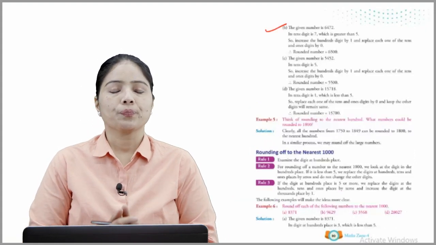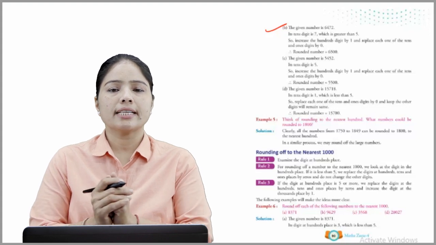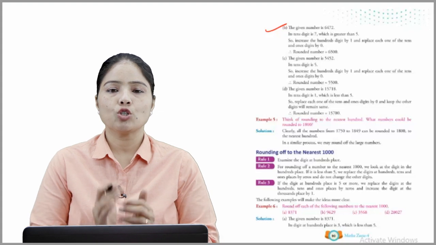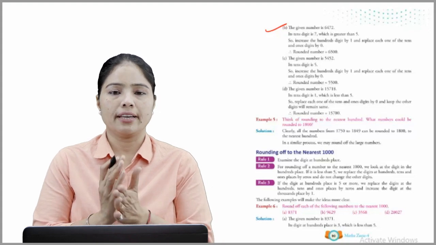B part. The given number is 6472. Its tens digit is 7.